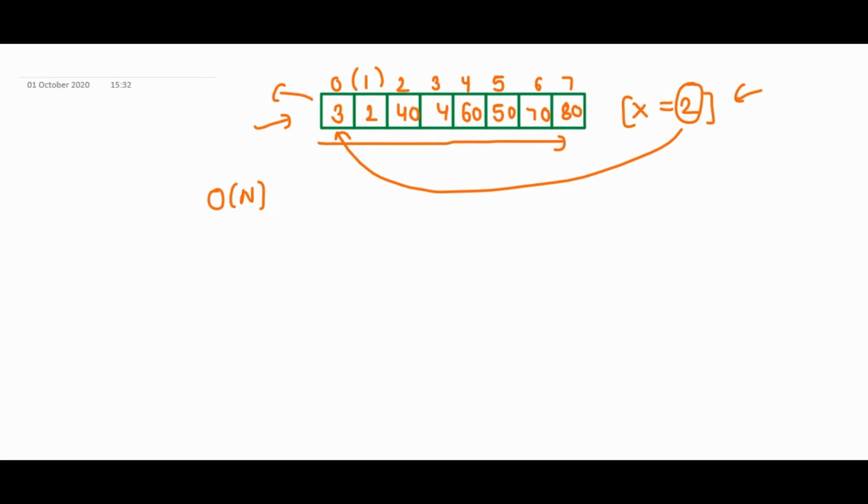But as we know, the array is sorted. Some of the elements are swapped with their adjacent elements. So we will use this property and we will decrease this time complexity, right? So let's see how we can do that.